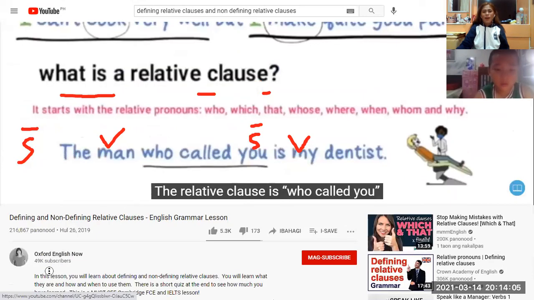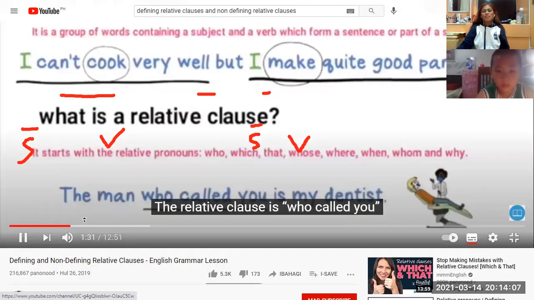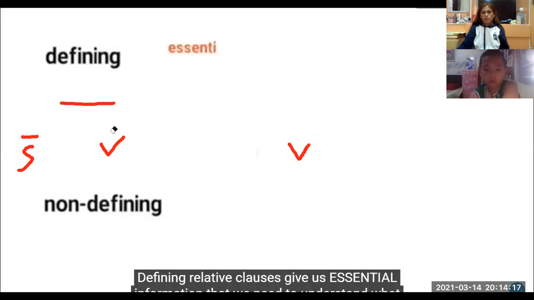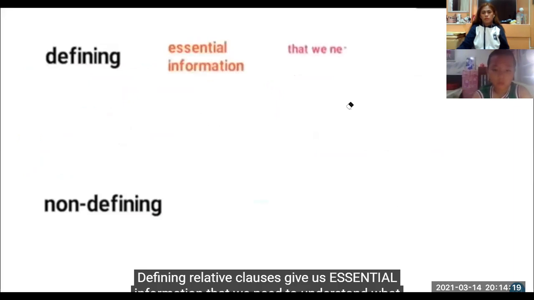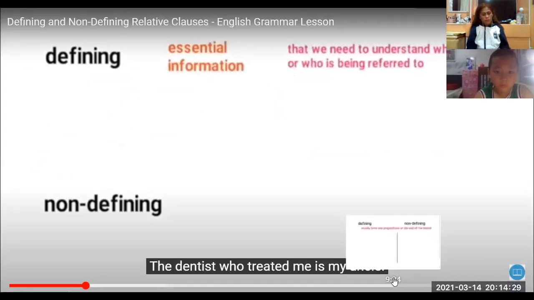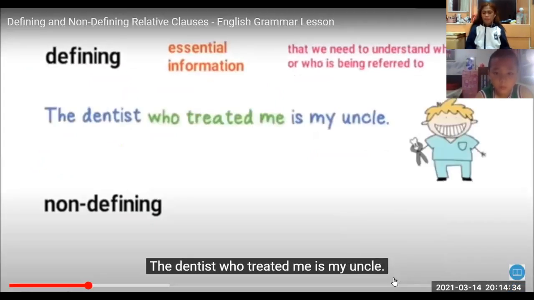Oh, wait. There are two types of relative clause. Defining and non-defining. Okay, listen. So what is a defining relative clause? Defining relative clauses give us essential information that we need to understand what or who is being referred to. A defining relative clause usually comes immediately after the noun it describes. For example, the dentist who treated me is my uncle. The relative clause tells us which dentist we are talking about.